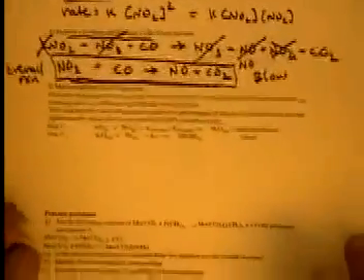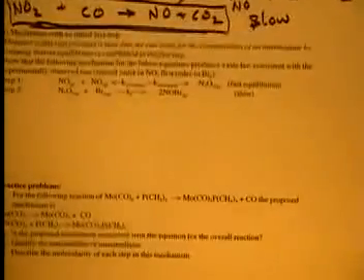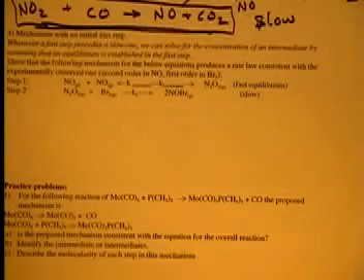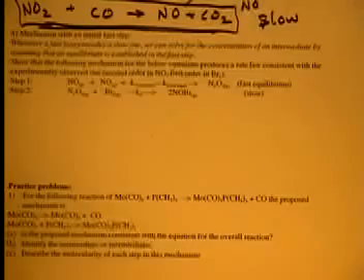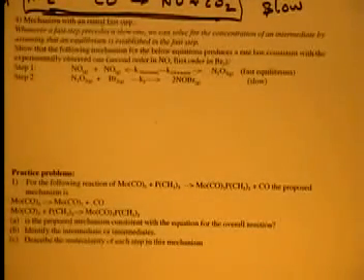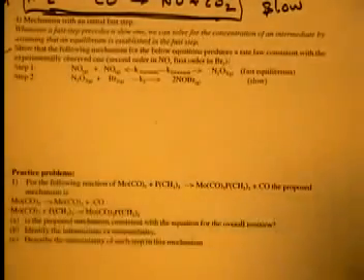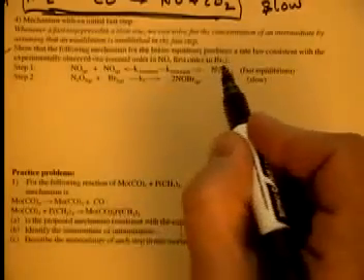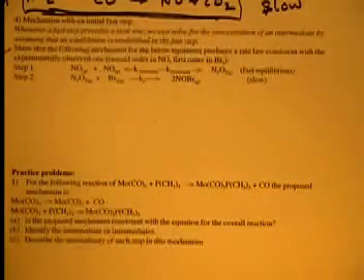Okay, let's look at problem number 4 now. This is a mechanism with an initial fast step. Whenever a fast step precedes a slower one, we can solve for the concentration of an intermediate by assuming that an equilibrium is established in the fast step. This is what we did before in the example, right at the beginning, where I said you could do substitution. Show that the following mechanism for the below equations produces a rate law consistent with the experimentally observed one. One that is second order in NO and one that's first order in Br2.